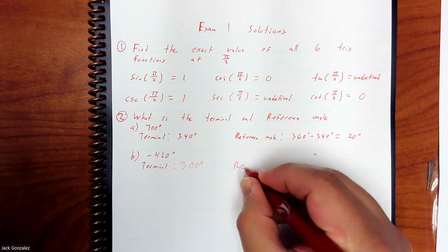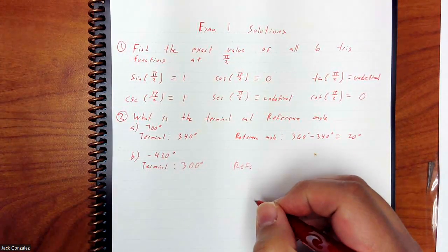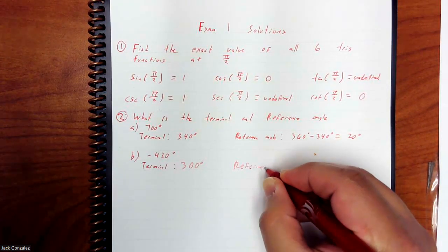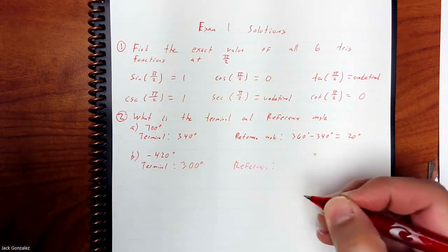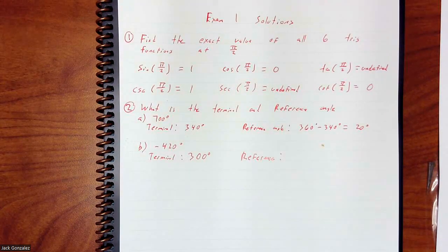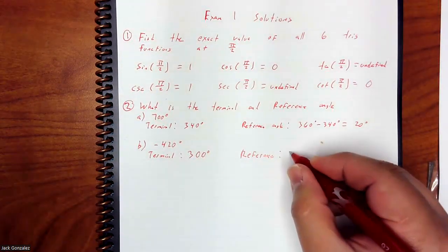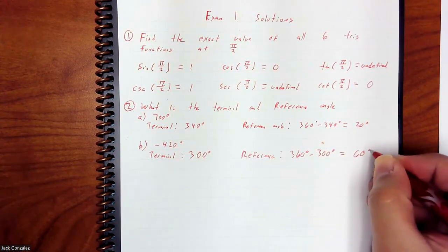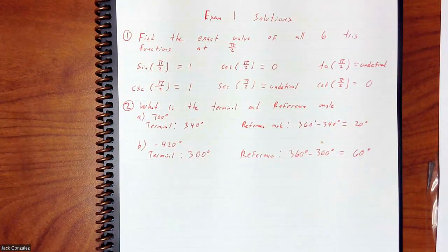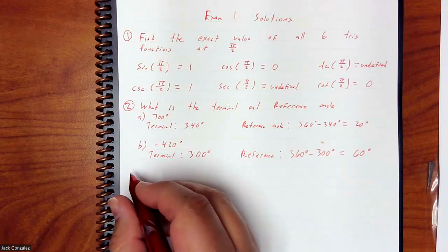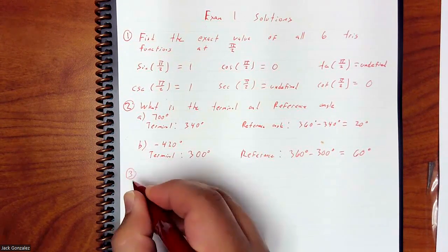So reference would be the same as before. That's quadrant. Well, actually, what quadrant is it? Is it 3 or 4? 4, right? Yeah, it still is. So 360 minus 300 would be the rule that we use because it's in quadrant 4. All right, any questions on part B? All right, number 3.